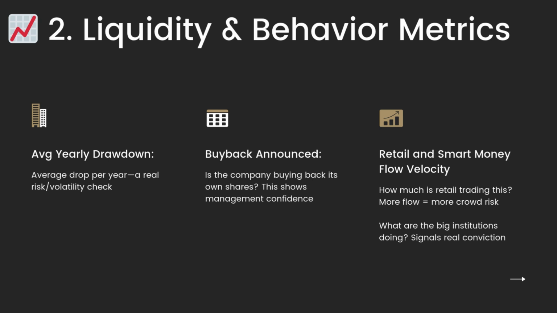Next, we have the retail flow velocity. This is how retail is trading the company. Are they looking at it, what they're seeing on a retail level? So more flow is equal to more crowd risk, which is equal to more opportunities. And with the smart money flow, this is a big one in my opinion, just because you're looking at what big institutions are doing.